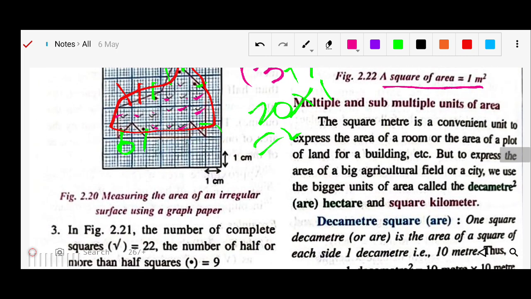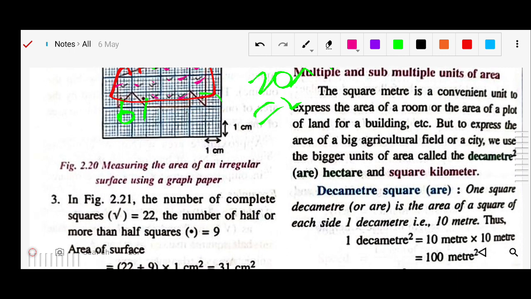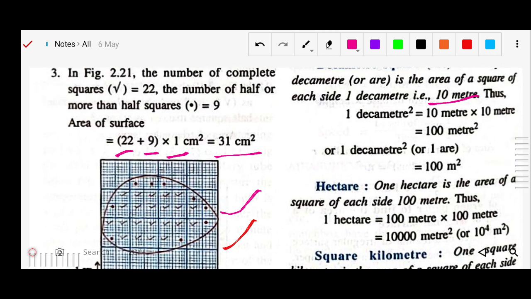Next we have multiples of area. Multiples are used for measuring larger shapes, while smaller units measure small shapes. For larger shapes we have the decameter, hectometer, and kilometer, because in agriculture there are very large fields. To measure that area we use bigger units like the hectometer and decameter. So 1 square decameter is the area of a square of each side 10 meters. These are the units that you have to remember and learn.